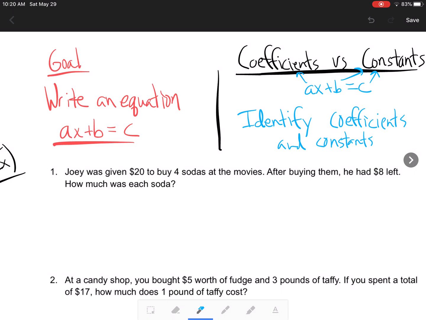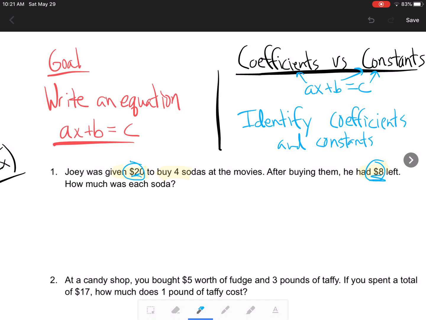Joey was given $20 to buy 4 sodas at the movies. After buying them, he had $8 left. How much was each soda? Okay, so what I'm seeing here are 3 numbers, 20, 4, and 8. Now, of these 3 numbers, I think 2 of them are constants. I think this is a constant, and I think this is a constant. And think about this. Joey was given like a $20 bill. You can't change the value of a $20 bill. It is worth 20 bucks. Okay? So that's one of our constants.